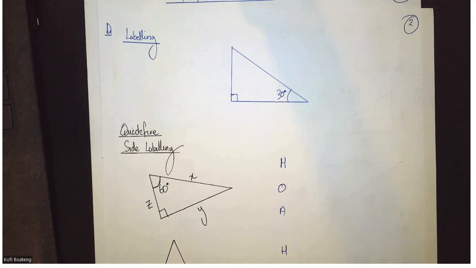So how do you begin these types of questions? Well, let's start from the very bottom, which is labeling the right angle triangle. If you have the angle of interest to be 30 degrees, then you need to be able to label all of the sides in relation to this 30 degrees.